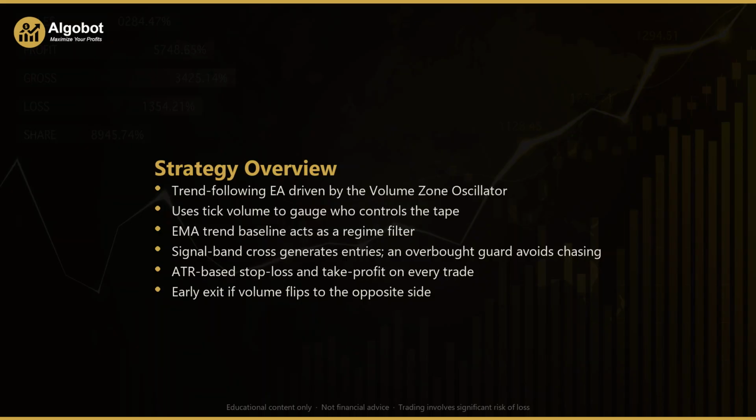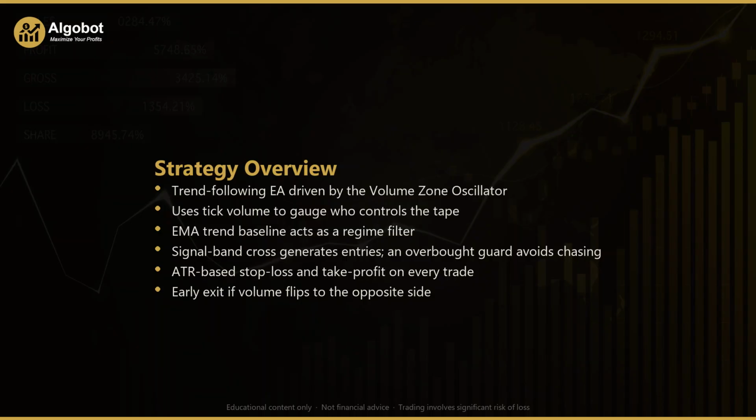Let's start with the big picture. Volume Zone Oscillator is a trend-following expert advisor for MetaTrader 5, and its engine is the Volume Zone Oscillator, sometimes shortened to VZO. This indicator was described by Khalil and Steckler back in 2011, and what makes it interesting is that it measures volume with a direction attached to it. Every bar is tagged as an up bar or a down bar, and the oscillator compares smooth sign volume against smooth total volume. When buyers are doing most of the work, the reading climbs into positive territory. When sellers are in control, it sinks below zero.